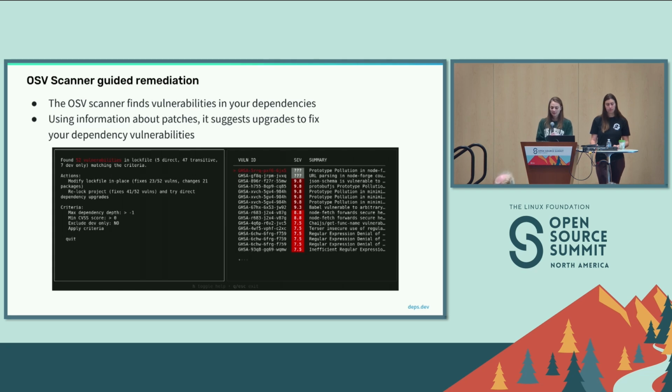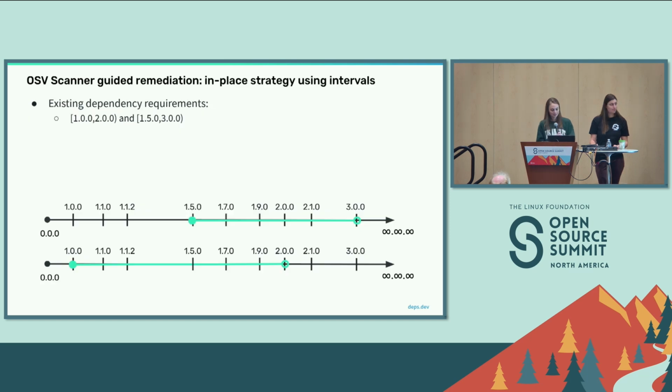Once you've run the scanner and found a bunch of vulnerabilities in your dependencies, what then? Well, you can use the guided remediation feature to deal with them. Since the OSV database combines vulnerability and patch information, the scanner can suggest fixes. How? Well, by using intervals. OSV uses Deps.dev's Semver package parser, which uses that interval syntax under the hood.